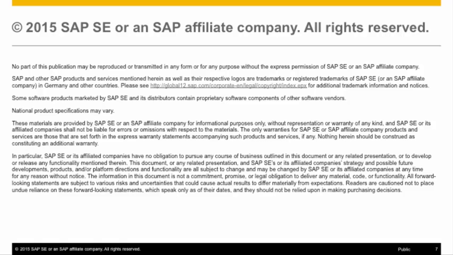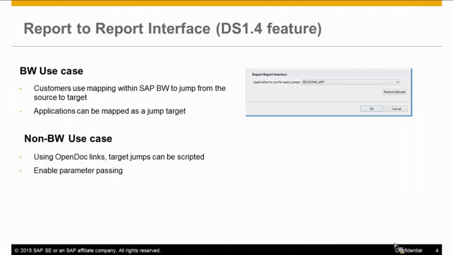So the first one is report-to-report interface. This feature is basically delivered with the Design Studio 1.4 version. When you say report-to-report interface, I would say it's jumping from one report to another, or in Design Studio terms, jumping from one application to another application.